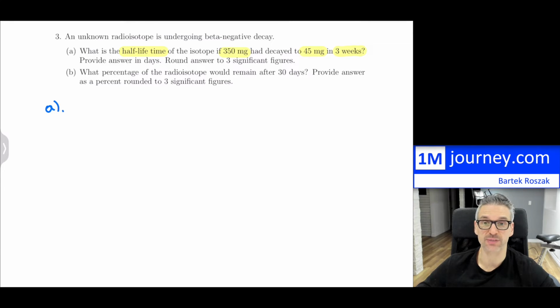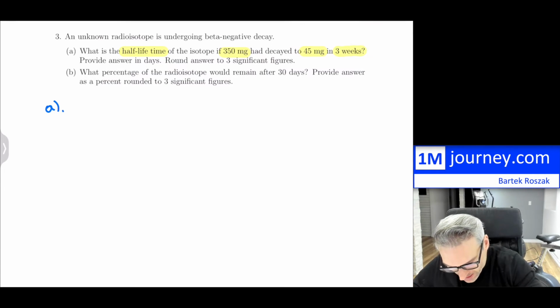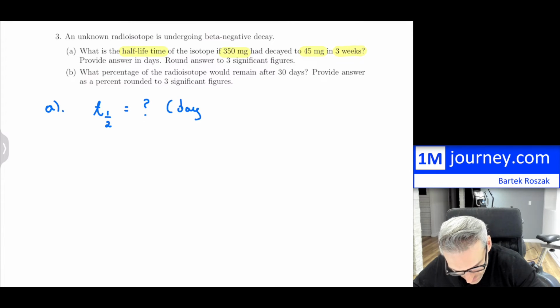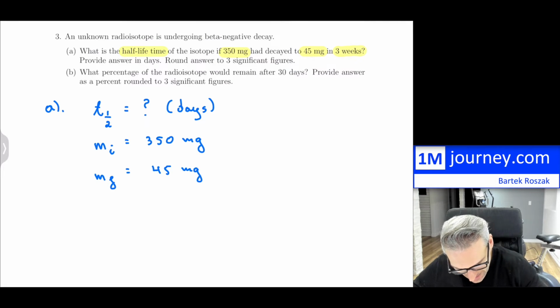Okay, so let's give it a try. So what are we given? Well, we want to be able to find out what the half-life time is. So that's what we want. Now we want this to be in days. We are given the initial starting point of the mass, which would have been 350 milligrams. We are told that this decays to a final mass of 45 milligrams, and this happens in 3 weeks. So this is the total time.